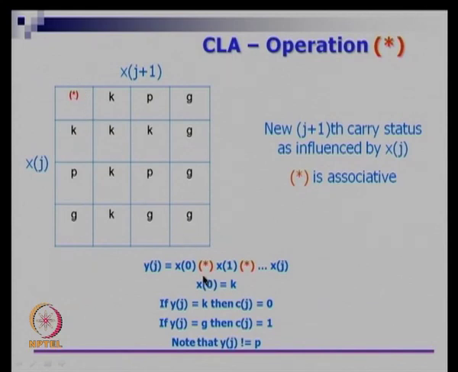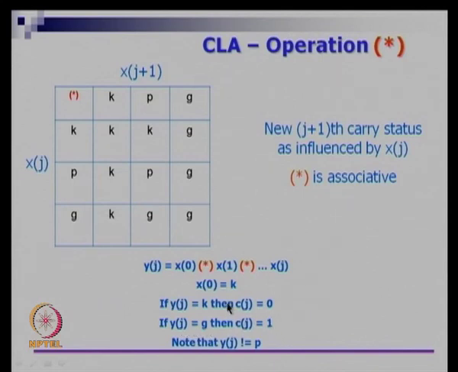Star is not multiplication. This is an operator called star, and y of j is x of 0 star x of 1 star x of 2 all the way up to x of j, and I assume that x of 0 is a kill, which means the very first location does not have any input, it is a kill. And what I am going to do is resolve this y of j using this table. I will take repeated locations and resolve them. If y of j is k, then c of j is 0. If y of j is g, then c of j is 1. So at the end, if I resolve it as a kill, then c of j is 0. If I resolve it to be a generate, then c of j is 1.